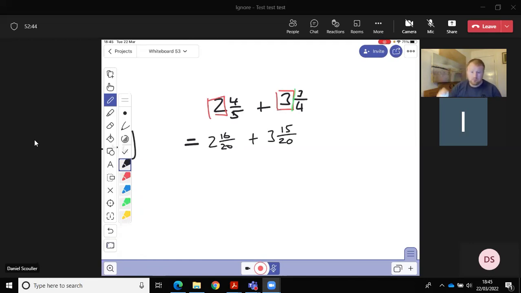That means when we come back to it, we can just do the whole numbers added together, which is 5. And then the fractions added together, which is 31 over 20. Then that 31 over 20 you need to break down, so there's one whole 20 in there, and then you're left with remainder 11. So you've got 6, 11 over 20.